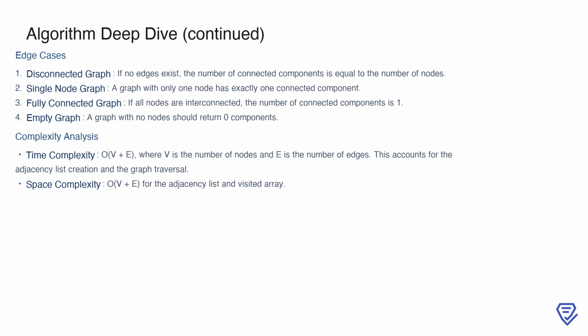Analyzing the complexity of the algorithm, the time complexity is O(V + E). This accounts for constructing the adjacency list and performing the graph traversal. The space complexity is also O(V + E), which arises from storing the adjacency list and the visited array.